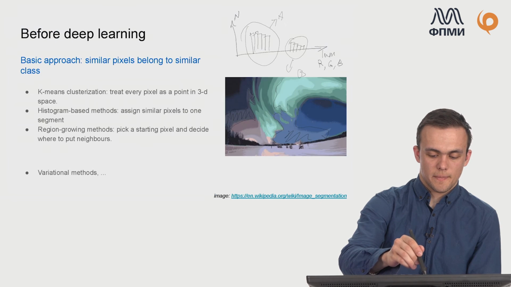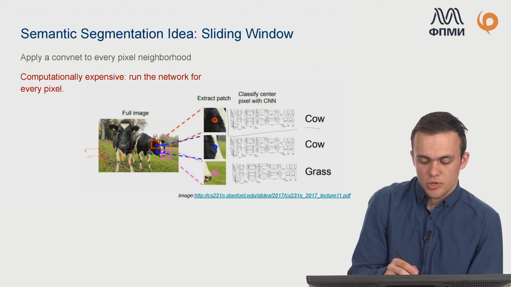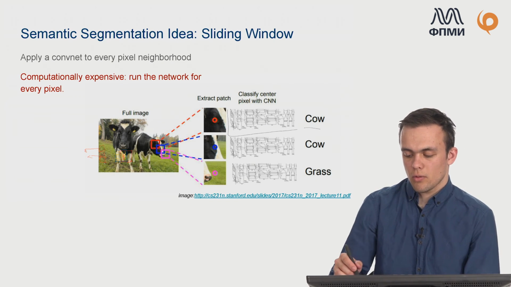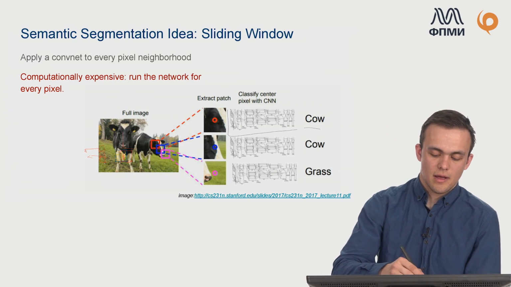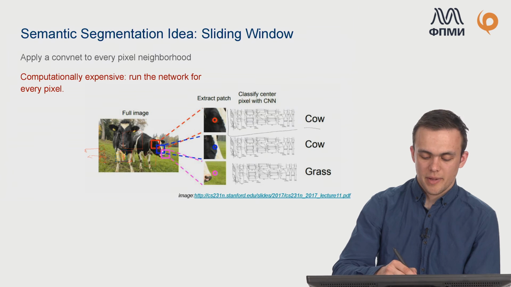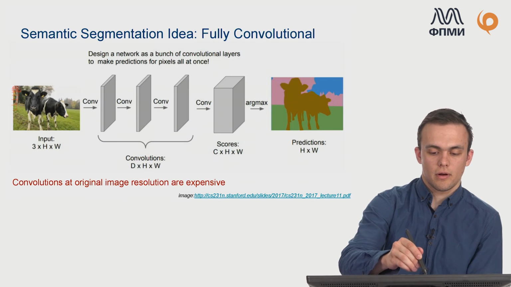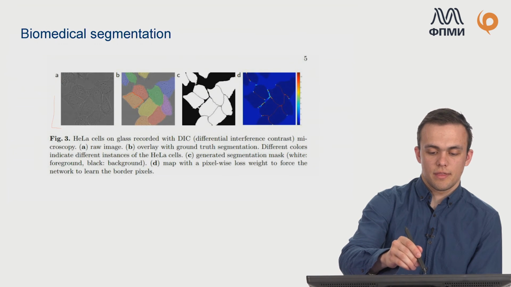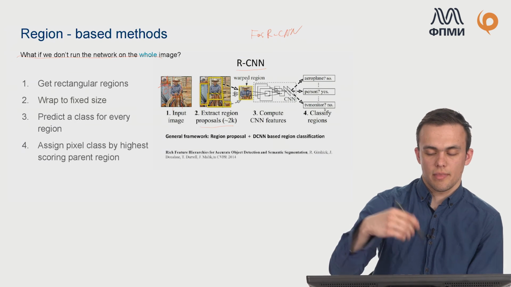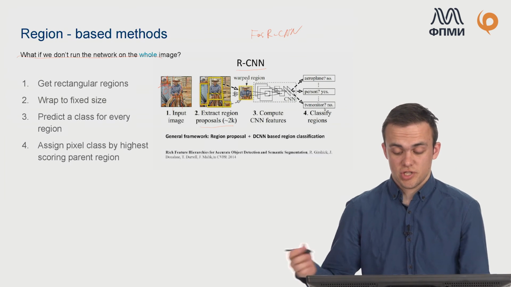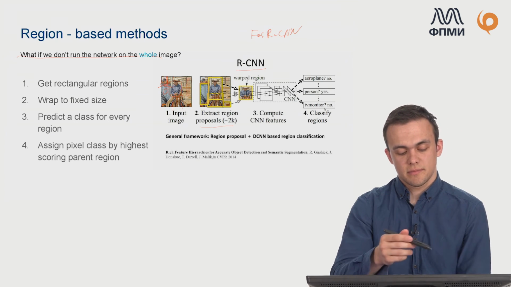Let me find, yeah. So here, the problem was that we should run the whole convolutional network on every patch. But what if we use another network that predicts what region we should choose to run the convolutional network on? So we will not be forced to run the convolutional network so many times. So yeah, basically the algorithm is simple.